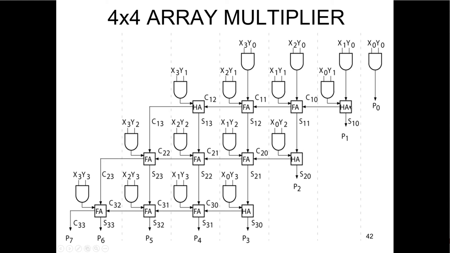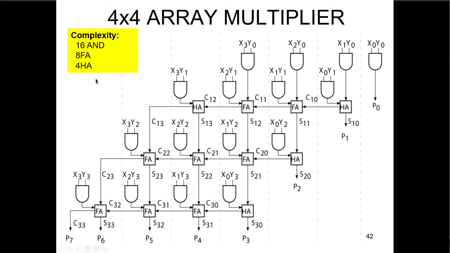So if we count the half adders and the full adders as the same propagation delays, we're going to have one AND gate propagation delay plus 1, 2, 3, 4, 5, 6 adder delays. So we have the delay through 6 adders and 1 AND gate. All right, so if we count all these up, we have 16 AND gates, 8 full adders, 4 half adders. So that's what it takes for a 4x4 multiplier.